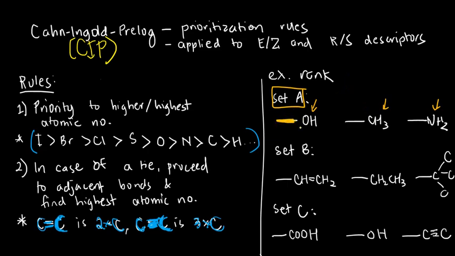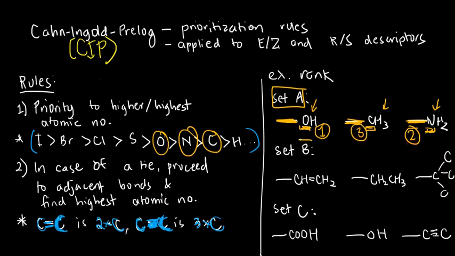Okay, so here my bond is connected to O, here my bond is connected to C, and here my bond is connected to N. This is an easy example because all my first atoms are different. We know that oxygen is the highest in terms of atomic number, followed by nitrogen, followed by carbon. So this is top 1, this is second priority, this is last priority.